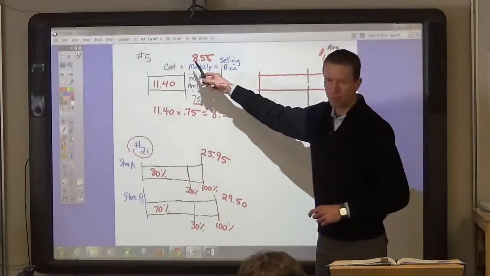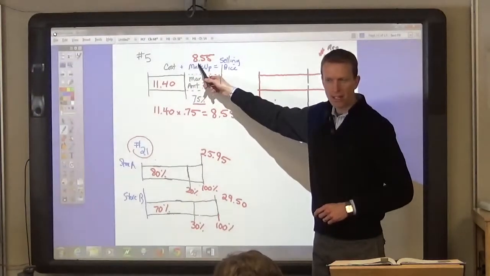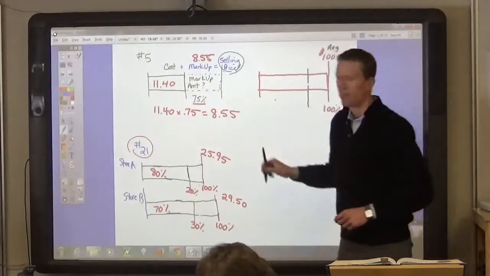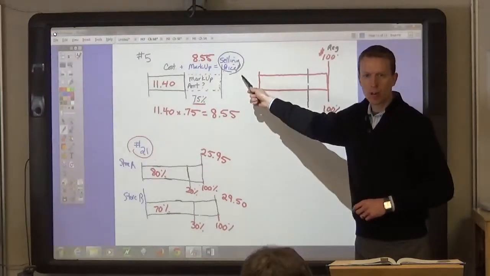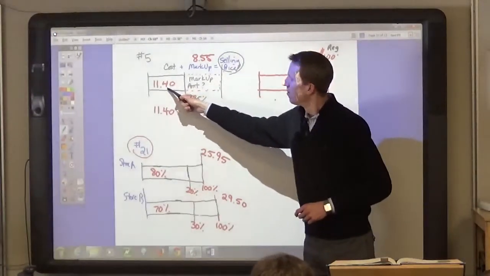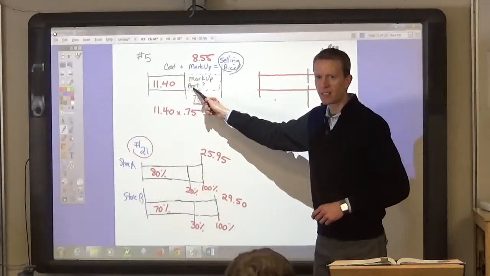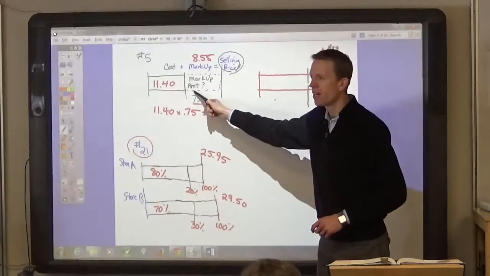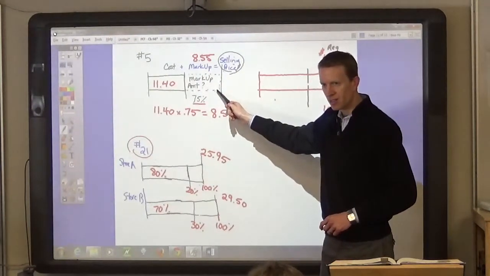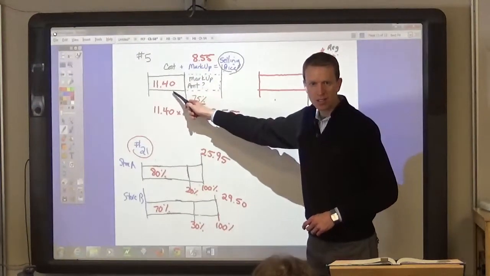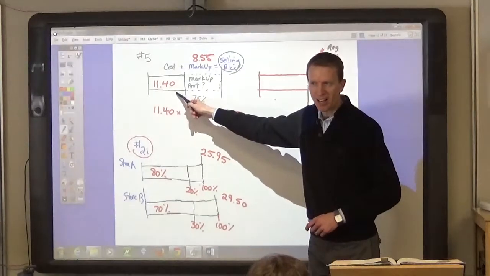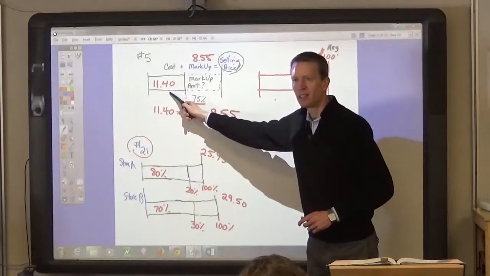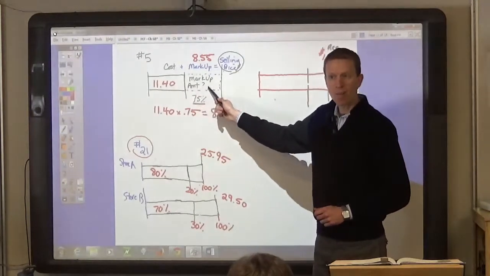In the first sample problem, number 5, we went through yesterday, and it's finding the selling price. Whenever you're asked to find the selling price, you're asked to find the cost plus the markup. The markup will always be an additional amount that you have to add to the cost, and you'll have to find a percent of the cost in order to get the markup.